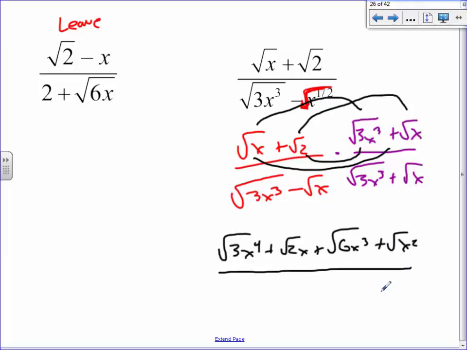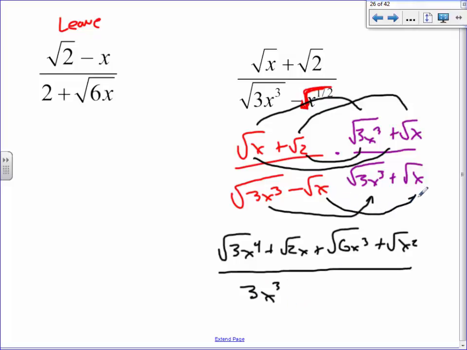All of them on the top still have square roots. Watch the bottom though, this is brilliant. Root 3x to the third, when I times it by another root 3x to the third, will just give me 3x to the third. Really? Because the square root signs will cancel.